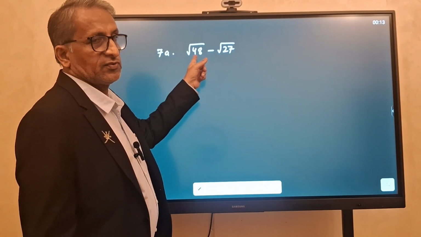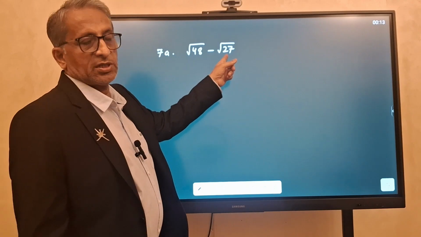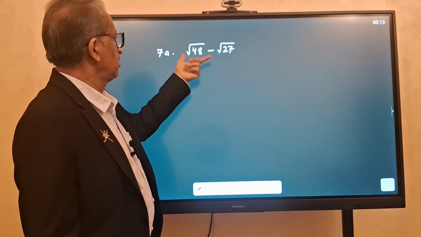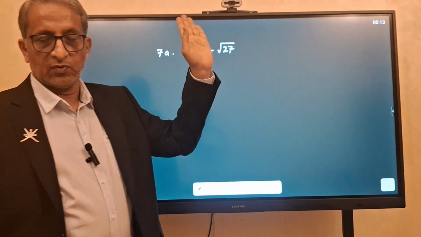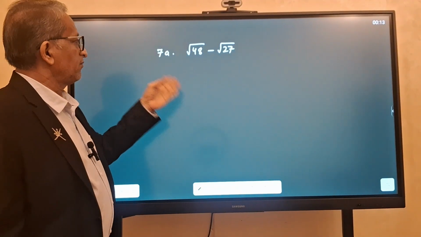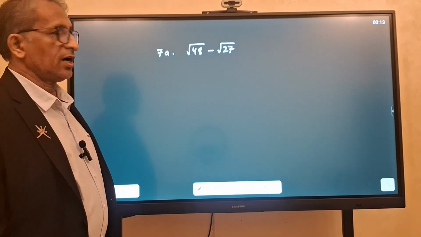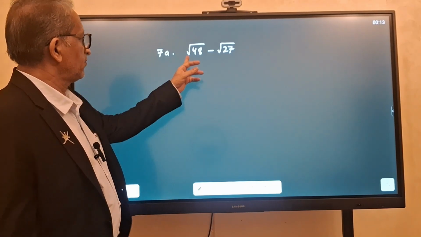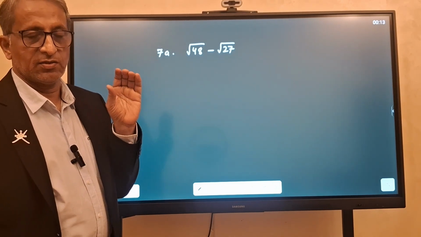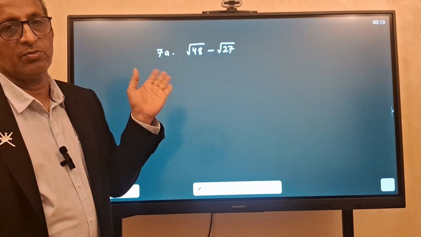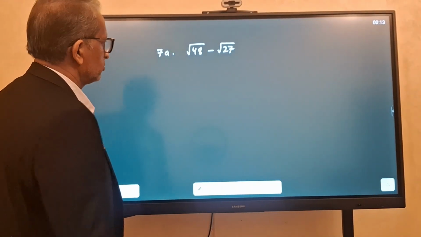What is the base of this first radical? 48. The base of the second radical is 27. So I cannot subtract as it is because they are different bases, 48 and 27. First, I will try to simplify this and this and see whether we get the same base in both cases. Let's do that.